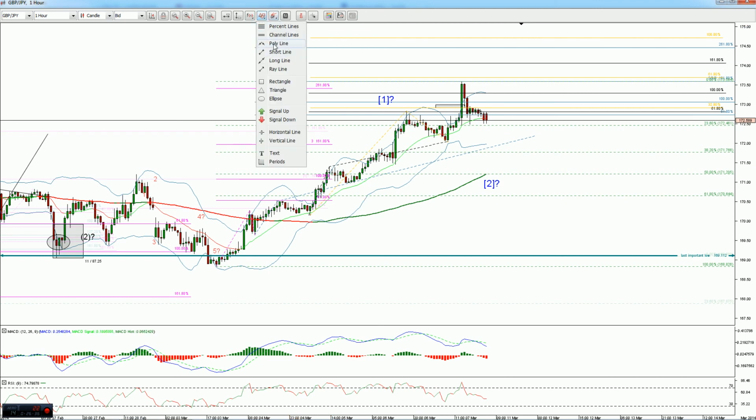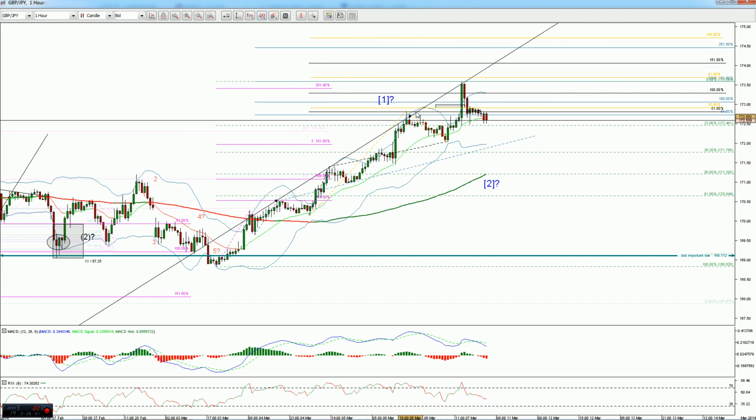Okay, we can place channel lines. If we connect... the third is not completed yet. But I've got a 1 second. Okay, I will place a channel line for this move here, for this internal third wave, because if this is completed, that should give me a target for a fourth corrective wave, but it looks like it's already broken.